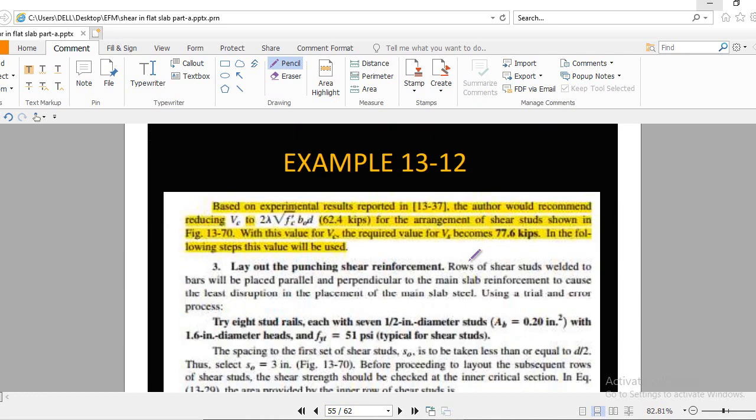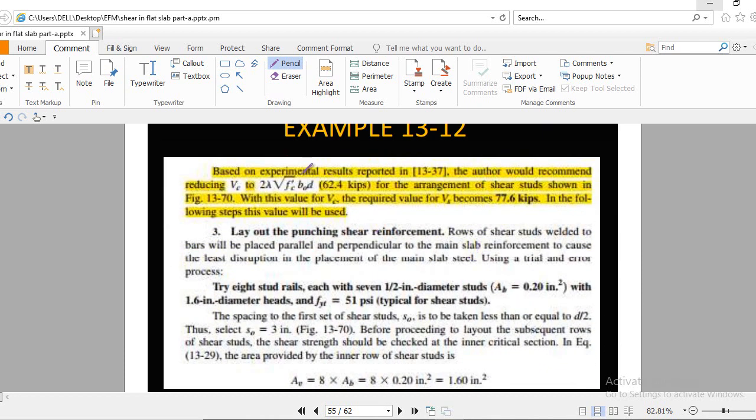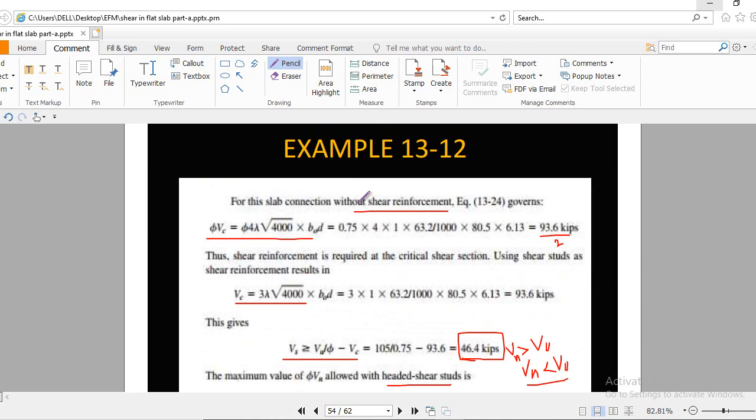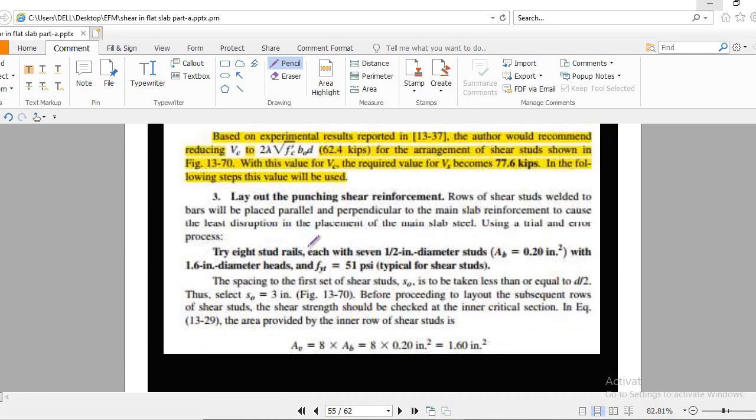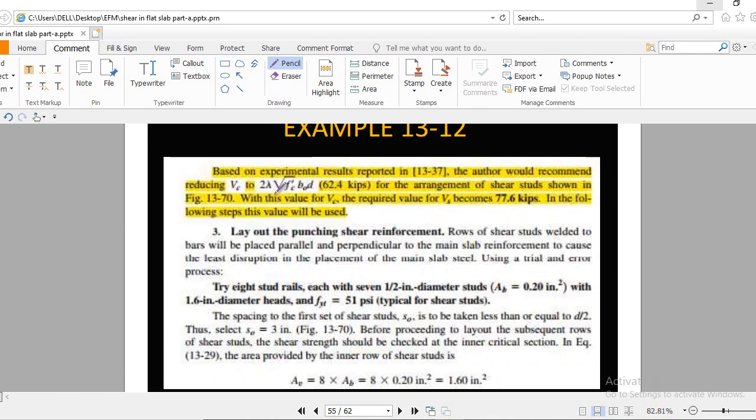Okay, now based on experiments, I already explained this, that we don't use this value, we will use 2 lambda value. If you use 2 lambda, you get 77.6. So go there, watch that lecture thoroughly, because I don't repeat things. Here, our Vs becomes now 77.6 kips.